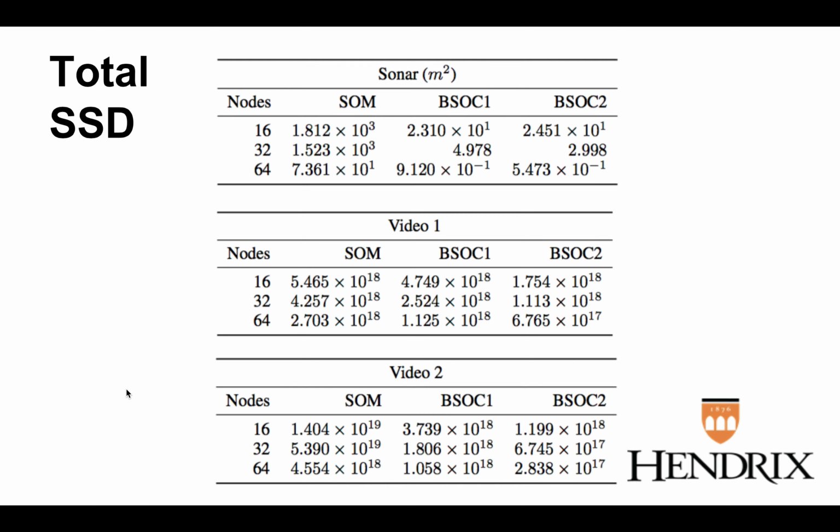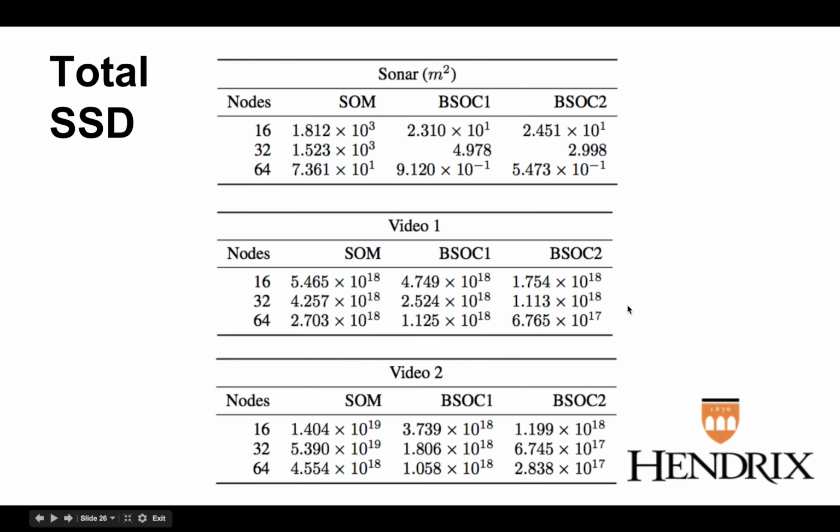So this preliminary table of results, for all 3 algorithms, I experimented with 16, 32, and 64 as the maximum number of nodes. What I'm presenting here at the top is for my sonar data set. This is in terms of meters squared because we're talking about sum of squared differences. Here the difference between BSOC and the SOM was fairly drastic, about 2 orders of magnitude improvement with the new clustering algorithm. The improvement wasn't quite as drastic with the video, but was still substantial.